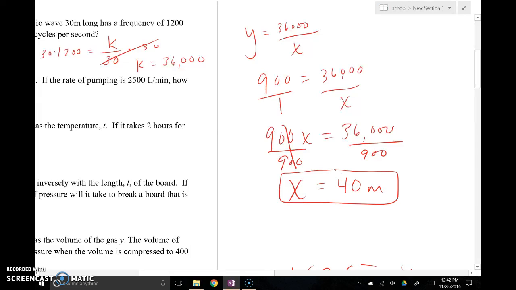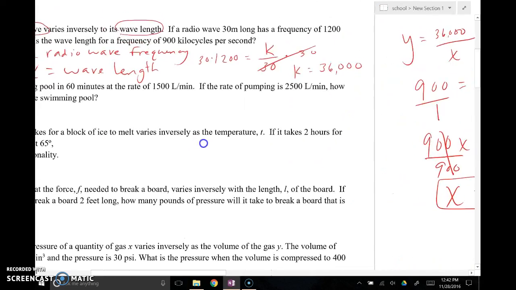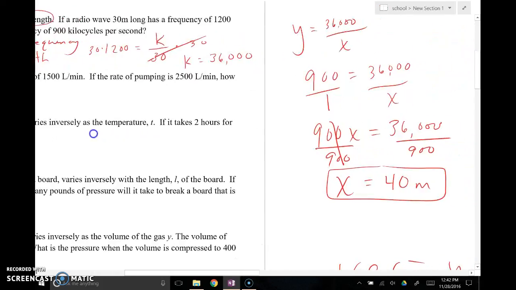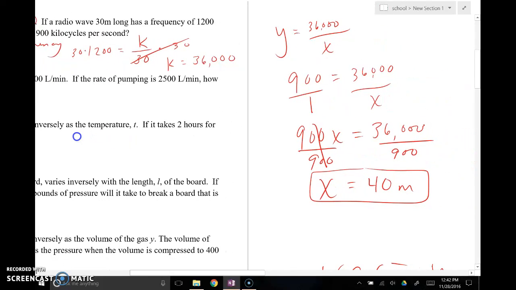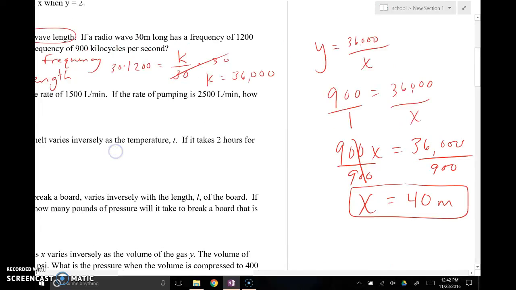So again, notice that the x and the y are doing opposite behaviors. We went from a frequency in our first scenario of 1200 to a frequency of 900. So that made our x value go from 30 up to 40. So as the y value decreased, the x value increased. That's the important thing to keep in mind about indirect variation. Again, notice our setup here. We had the x and the y diagonal of each other. That's very important to make sure that we get that inverse behavior.